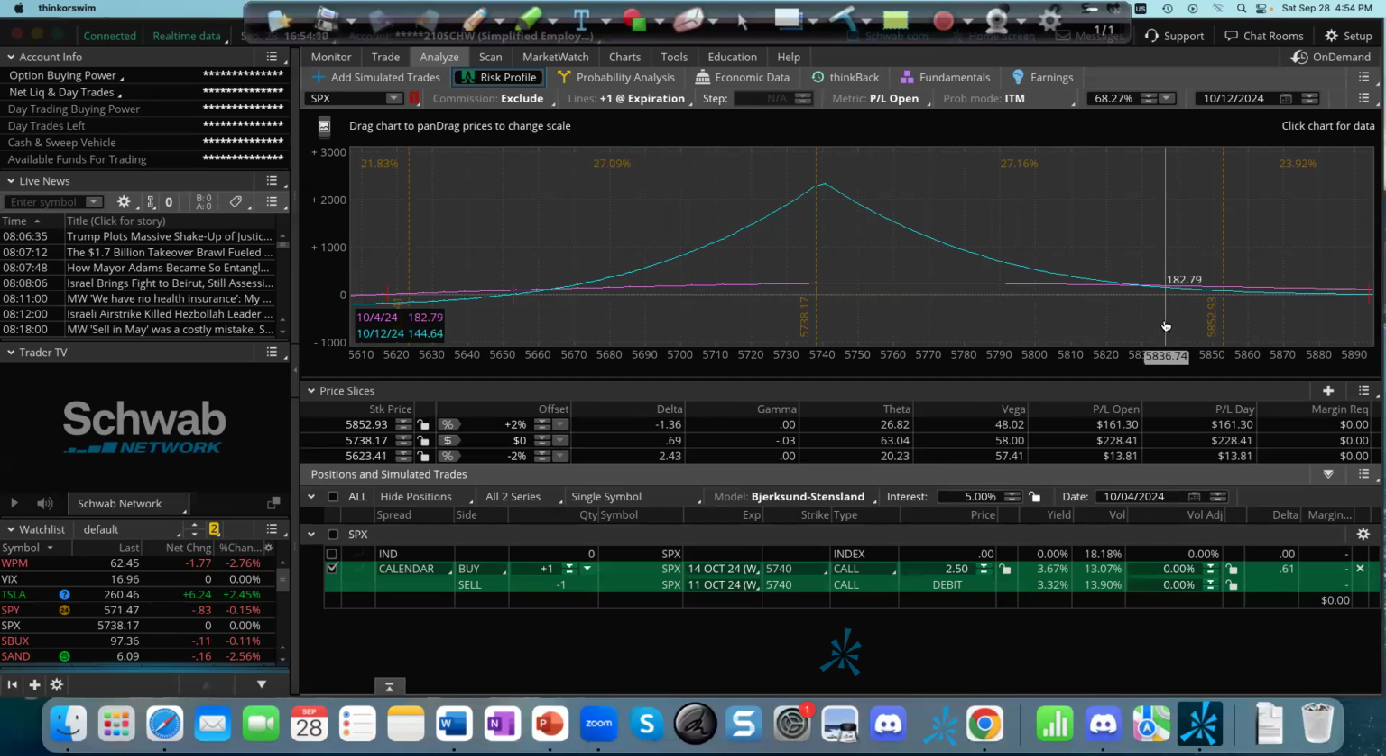So the goal on these calendars, and I'd encourage you as beginners, is to put one on each week. Put a 3-wide on. You can put it on Thursdays. And if you put it on Thursday, you don't want to be in it more than Tuesday or Wednesday of the next week. I'd be out of it by Wednesday.